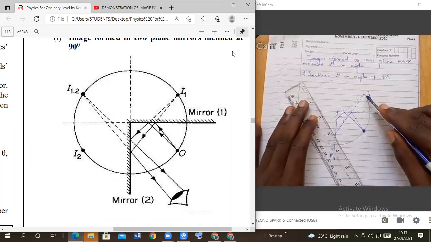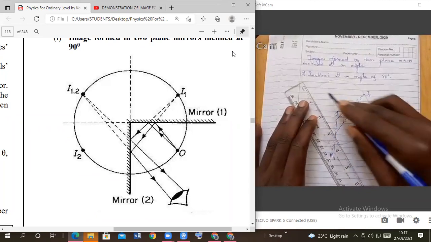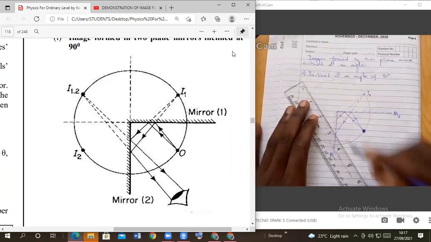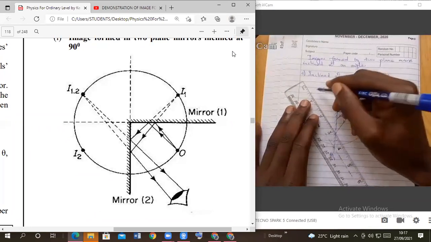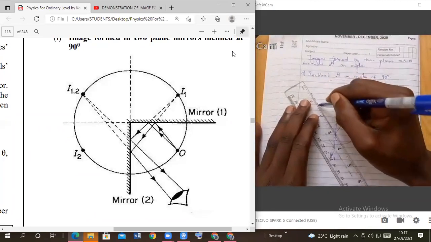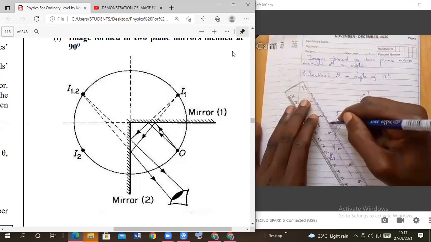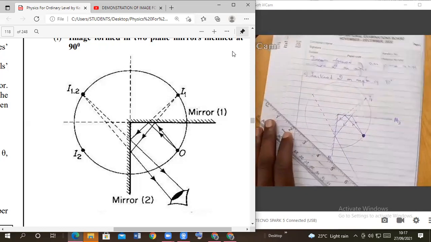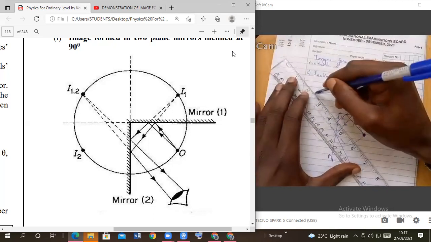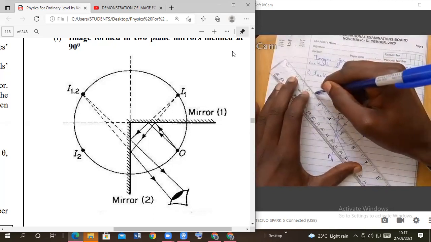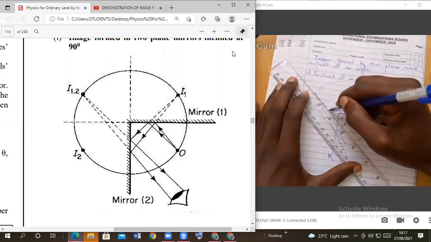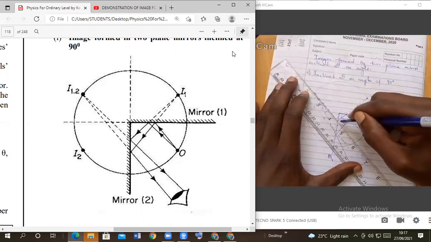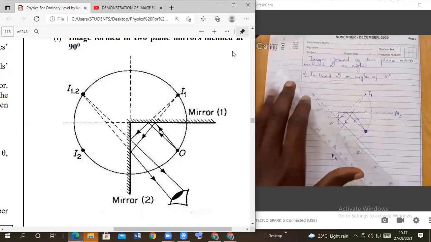Members, they must appear to be in one line. So there you have it like that. This one is dotted. Now this one is reflected there like that. Then this one also will come to that point. This one is dotted because it's behind the mirror, it's virtual. Then reflected like that.